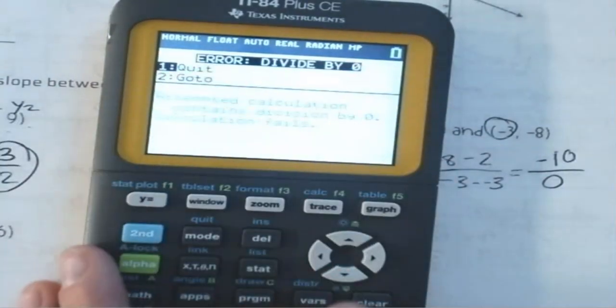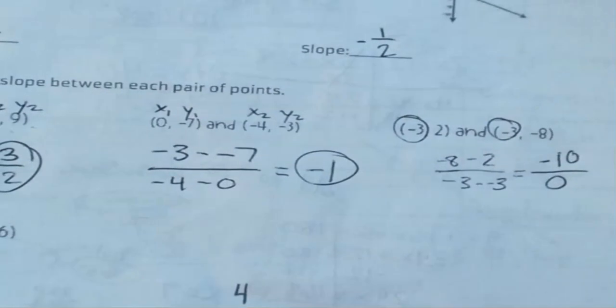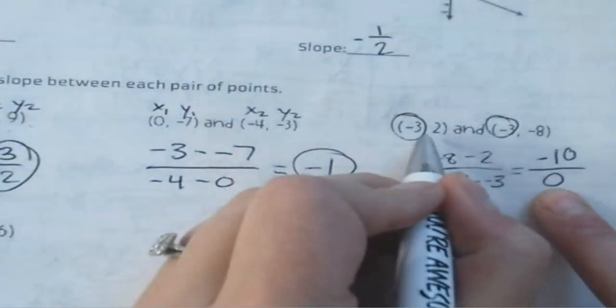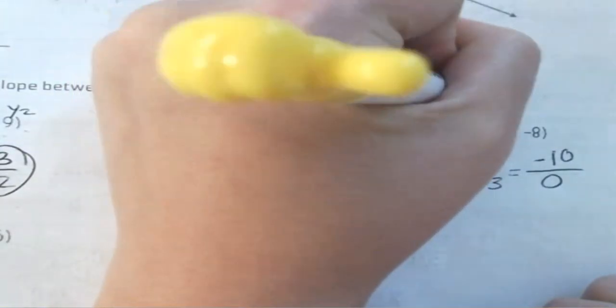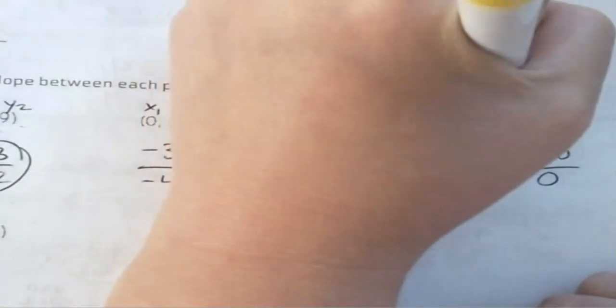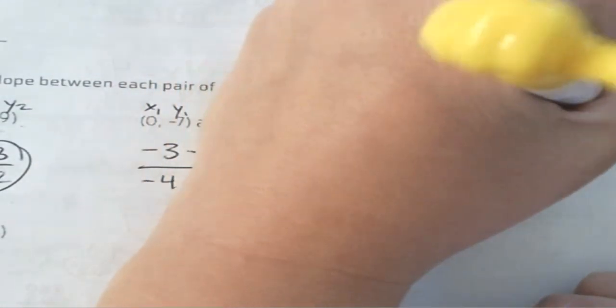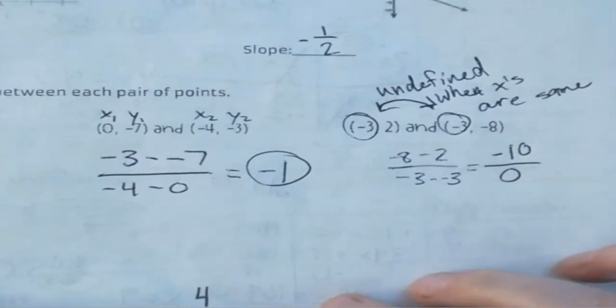Error. So, remember how we talked about Bob and he falls off the vertical line? That's undefined. His life is undefined. So, anytime your x's are the same, you could just write undefined and you're done. Undefined when the x's are the same. All right, -10 divided by 0.